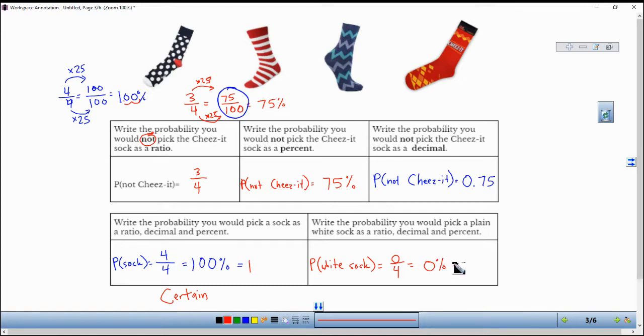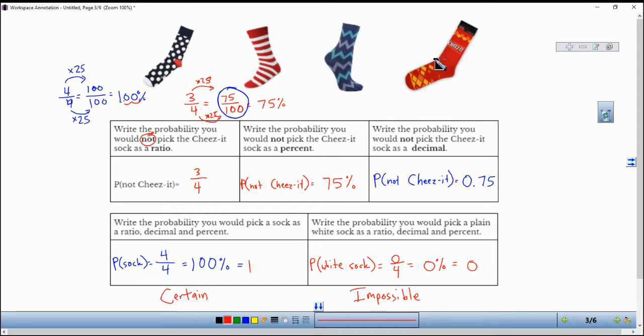And as a decimal, that would also be 0. Now, this is the opposite of the event we just looked at. Picking out a sock was certain. Picking out a plain white sock would be called impossible. That event is impossible to happen. There is no chance that that's going to happen if these are the 4 socks in the drawer.